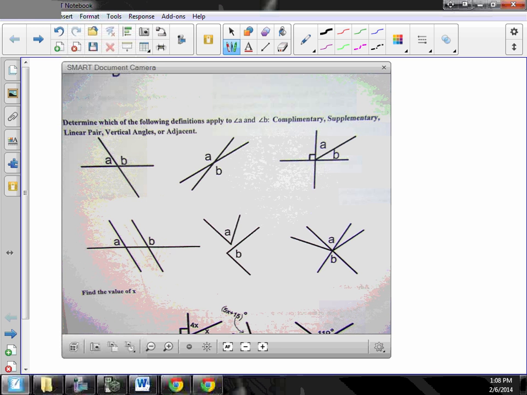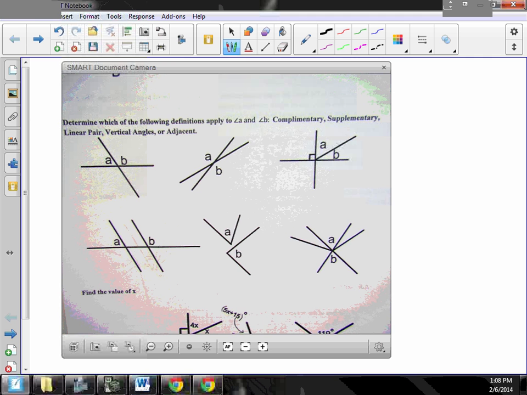Okay, the second one, vertical. Anything else? No? Okay, the third one, complementary and adjacent, and that's it. Yep. Okay, I'm letting her get caught up. Stay with us.